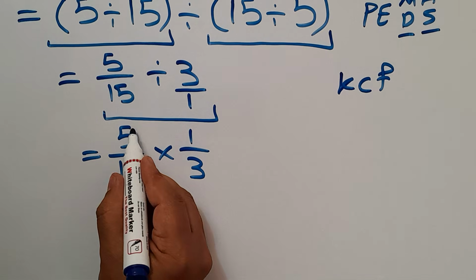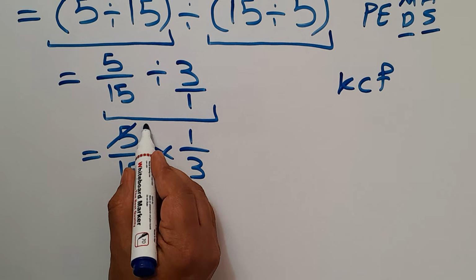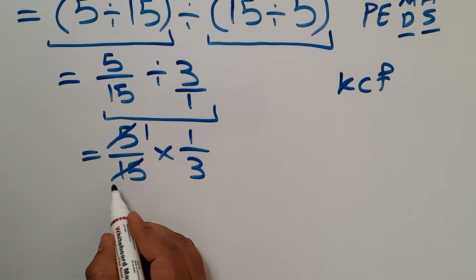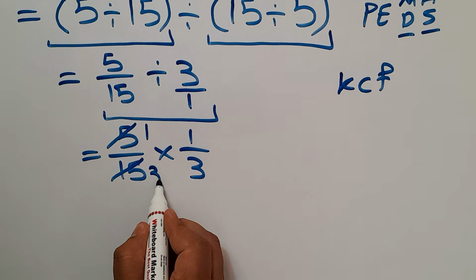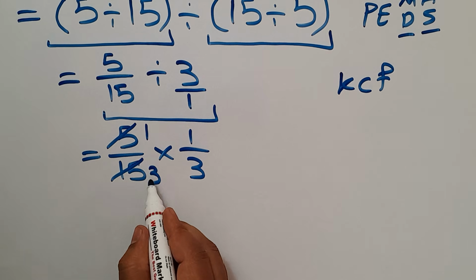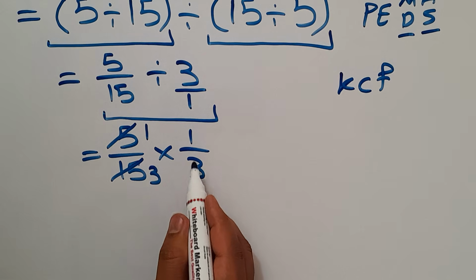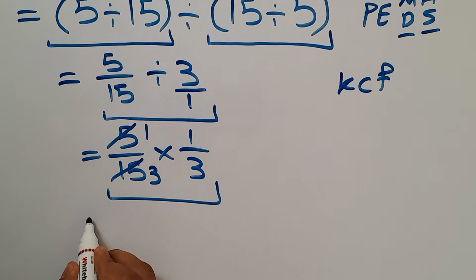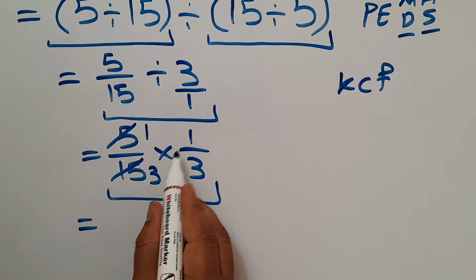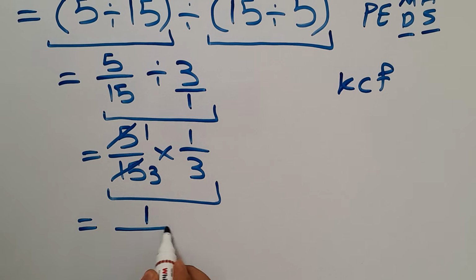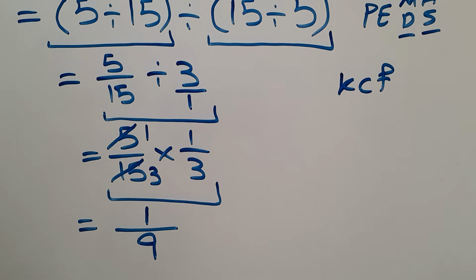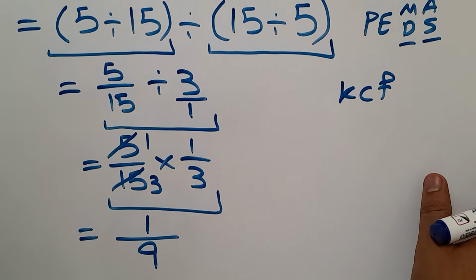Now, 5 divided by 5 gives us 1, and 15 divided by 5 gives us 3. So we have 1 over 3, then times 1 over 3. And this is equal to 1 times 1 gives us 1, over 3 times 3, which is 9. So therefore, our final answer to this problem is just 1 over 9.